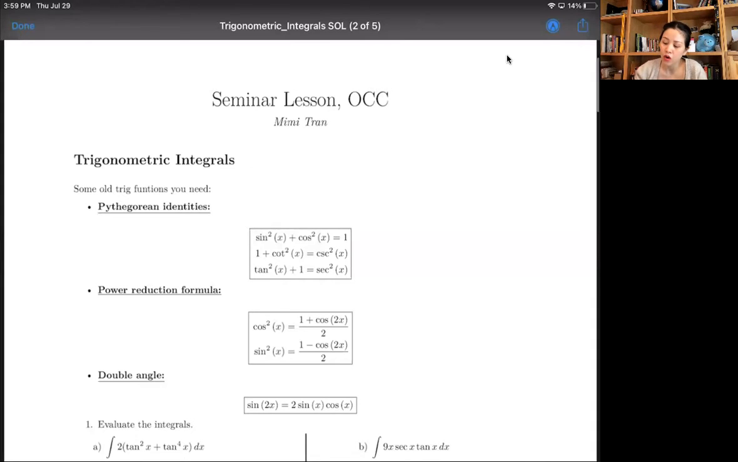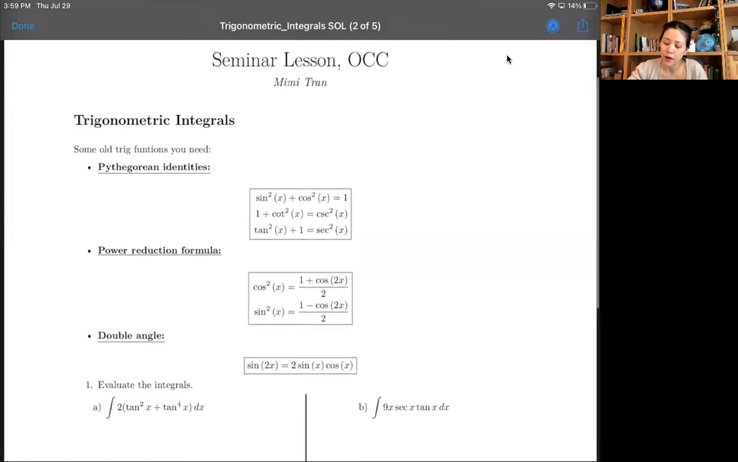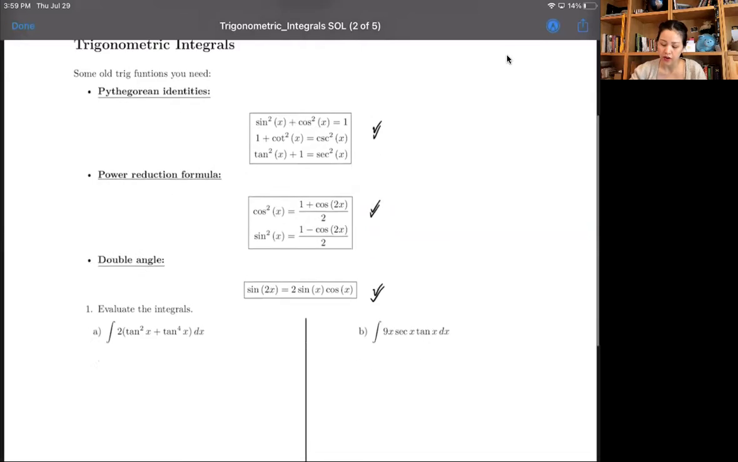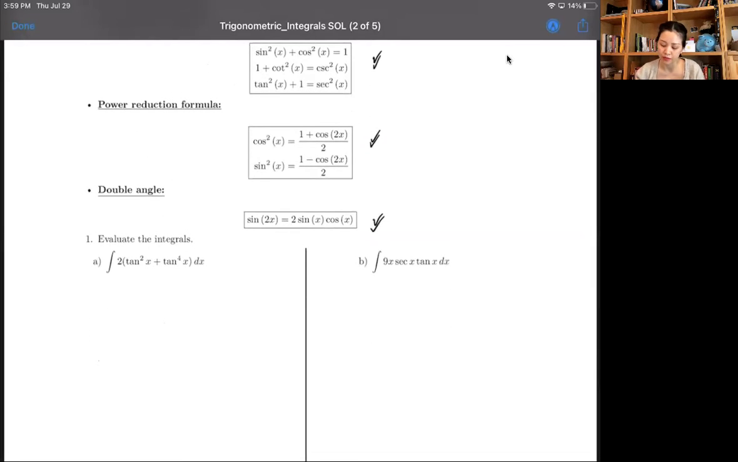Before we get into the problems, I would recommend that you come back and review some of the trig identities or trig functions. It's really helpful when it comes to solving these kinds of trig integral problems. Those are the Pythagorean identities, power reduction formulas, and double angles. All right, so let's jump to the example.